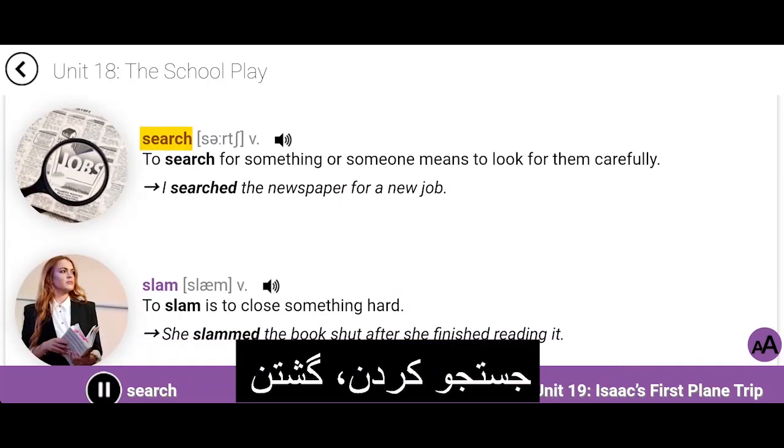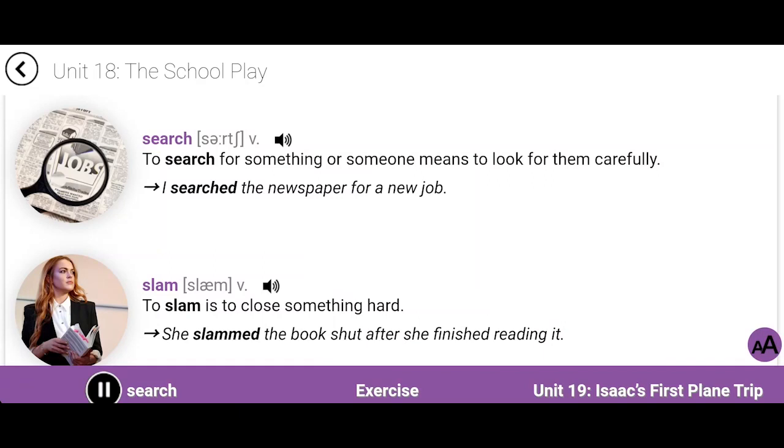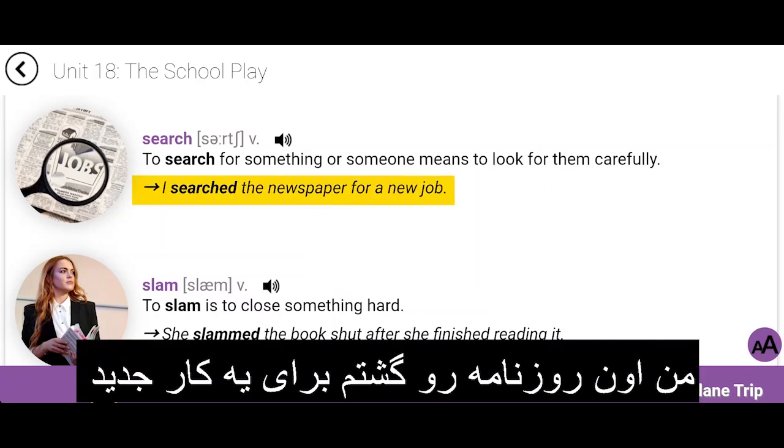Search. To search for something or someone means to look for them carefully. I searched the newspaper for a new job.